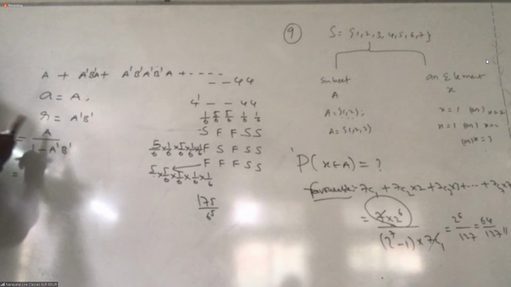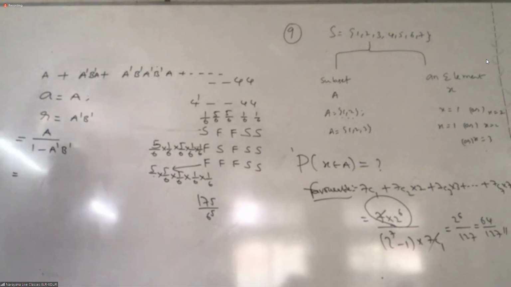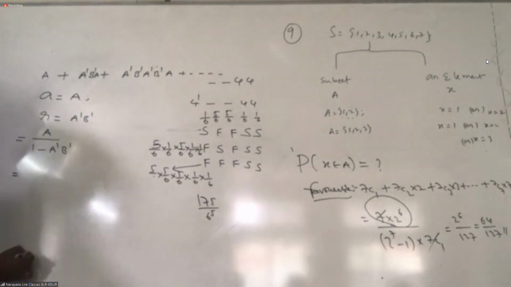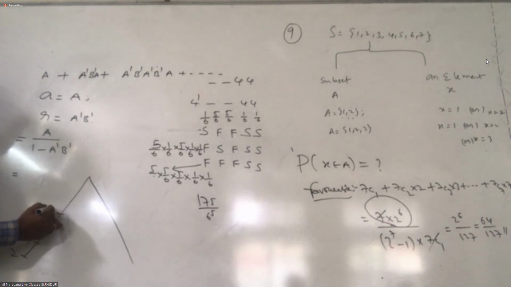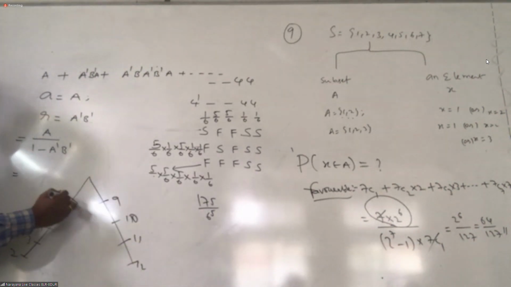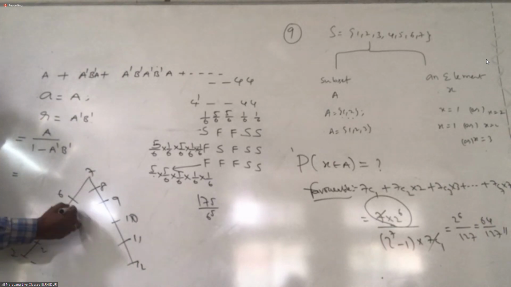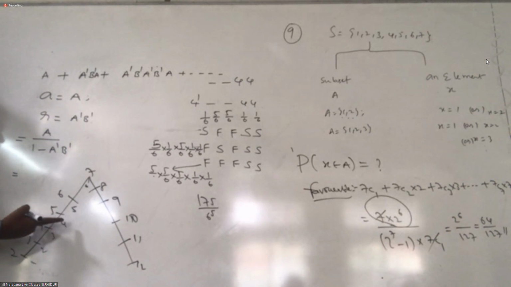Then the probability of A wins, given the condition, when A wins. Sum is 6. When the sum is 6, if you draw this triangle, here 2, 3, 4, 5, 12, 11, 10, 9, then 6, here 8, this is 7. You know this 1, 2, 3, 4, 5, here 6. So we need the sum to be 6, right? So how many times? 5 times.